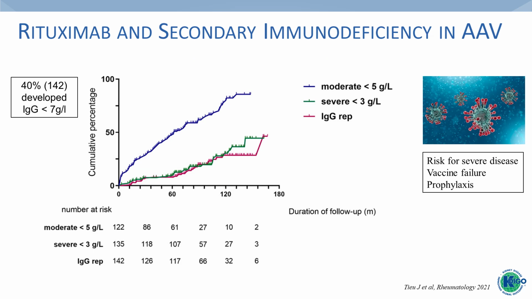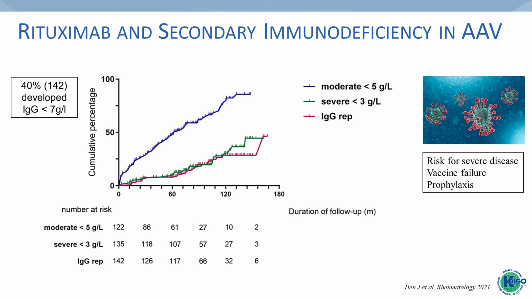Now, I mentioned on the previous slide this concern over secondary immunodeficiency. This seems to be a particular problem with the use of rituximab in ANCA-associated vasculitis. This is a single study report from Cambridge where 40% of our patients developed an IgG technically below normal. The horizontal axis is over 15 years, and you can see some of these patients don't develop low immunoglobulins for a long time after the initiation of rituximab.